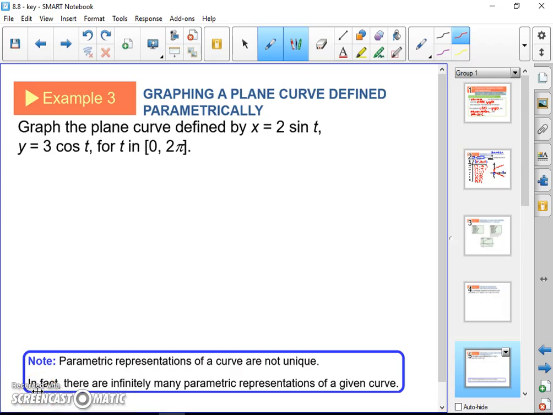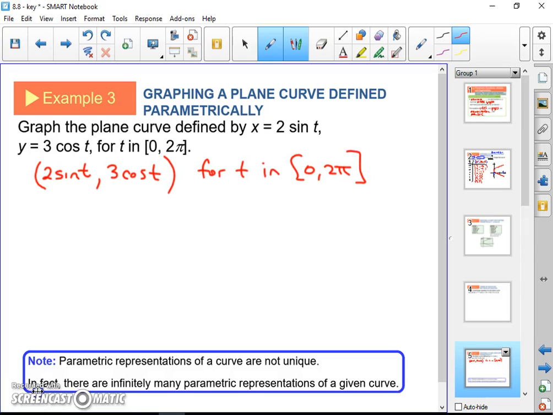Example 3, we're graphing a plane curve, and so it's important to notice that you're graphing a set of xy points. Okay? X is given by 2 sine t, and y is given by 3 cosine t, and we're graphing it for t in the interval from 0 to 2 pi. So we're just going to think about this as a set of xy points. So let's go to Desmos and type it in.